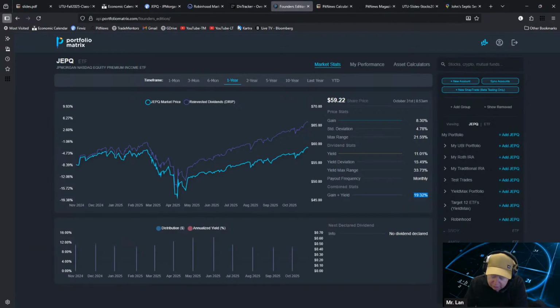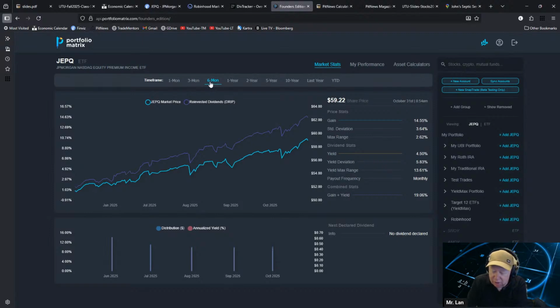So JEPQ is going to give us a 19.32% annualized return. Now, let's go look at it on a 6-month return. So it's not going to be much different, I think. Yeah, it's not much difference. 19.06, because that recovery, it went down, recovered, and then it went up. So 19.06, that's pretty good. JEPQ.